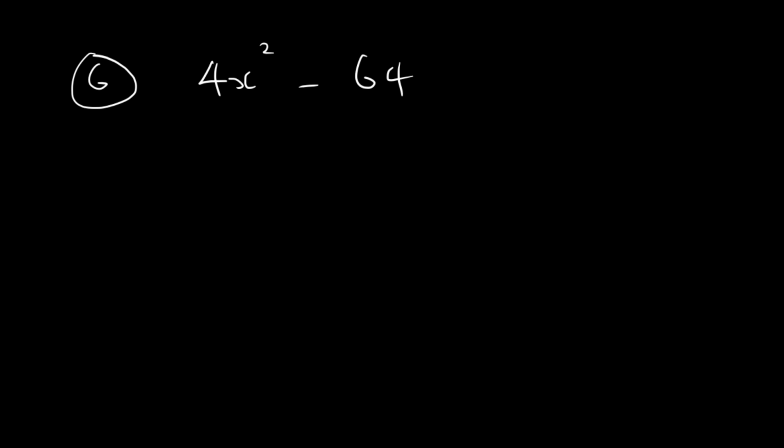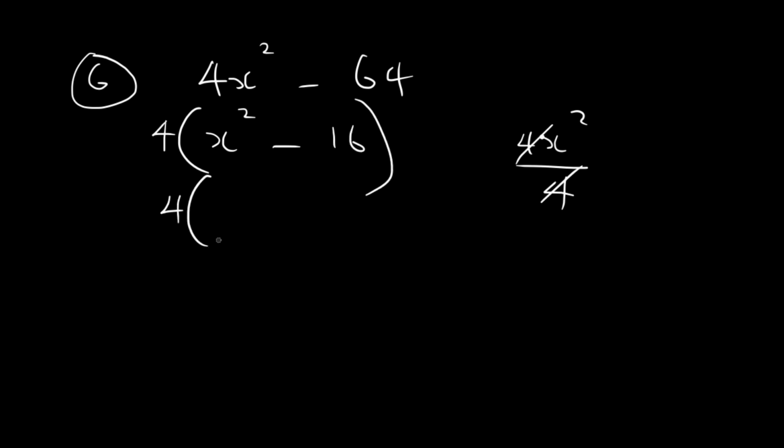Question number 6, 4x squared minus 64. In this problem, 4 is a factor of 64. So we are going to factor it out. So if we do that, we'll have that 4x squared divided by 4. 4 will cancel out 4, so we'll have x squared minus 64 divided by 4 is 16.